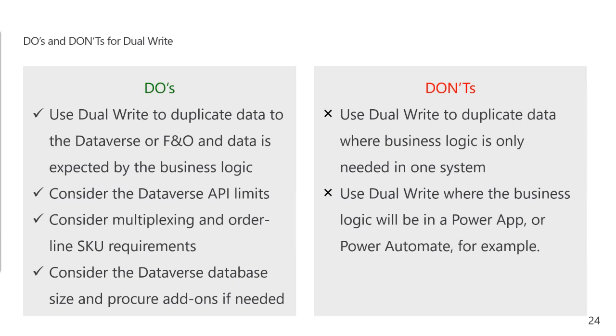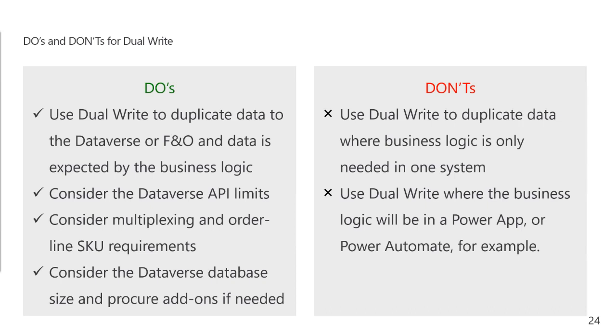You also want to consider the Dataverse database size and procure add-ons if necessary. With your finance and operations subscription, you're getting a Dataverse provided to you out of the box, and just like your F&O database has a certain amount of capacity that you get out of the box, the Dataverse is no different. Because you are dual writing, that Dataverse is going to grow. And so you need to make sure that you're watching the capacity of that and purchasing in the correct capacity if needed.